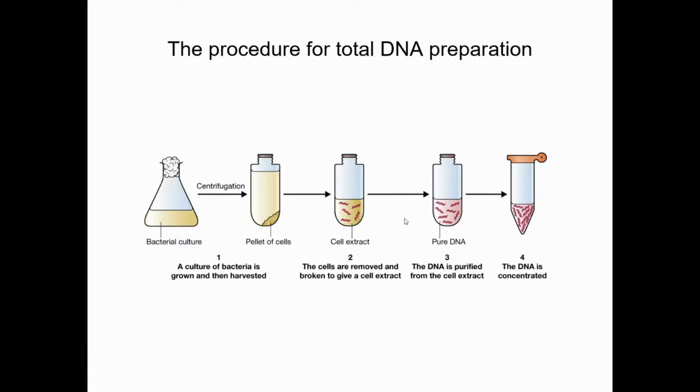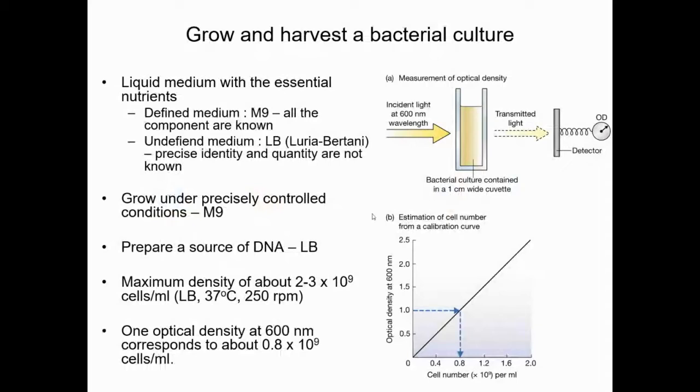In the first part of this DNA preparation, this procedure is generally available to purify all the DNA in the cell. And in the second part, we will focus on how to isolate the plasmid DNA from the genomic DNA. The first step is that you need to grow the cell culture.